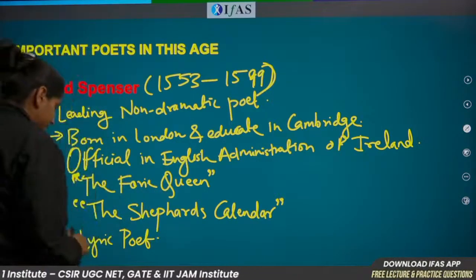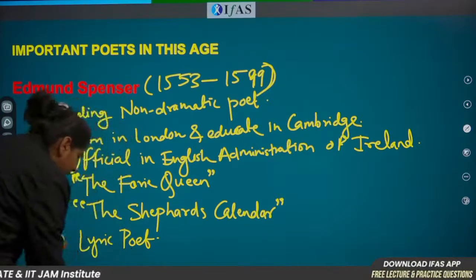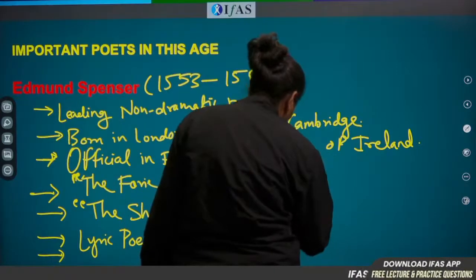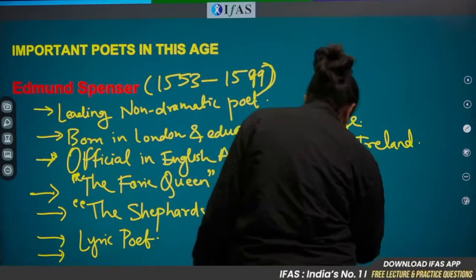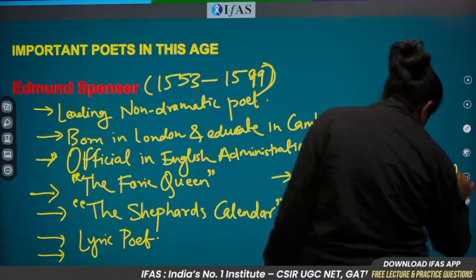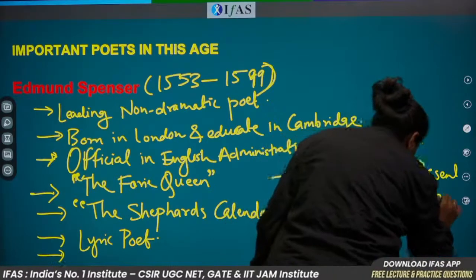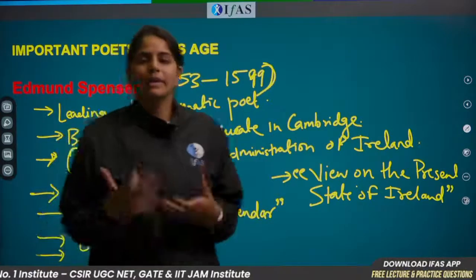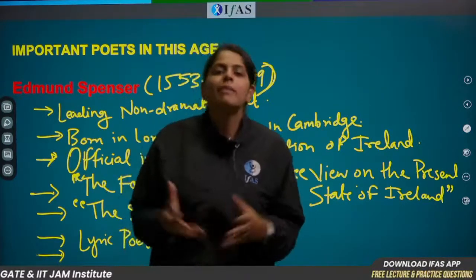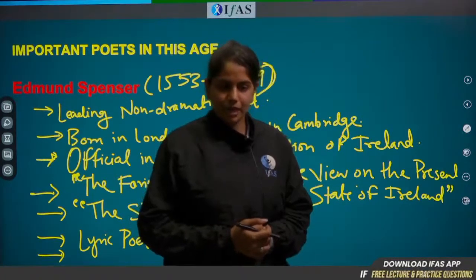Plus, his prose, A View of the Present State of Ireland, is all about treaties on the Anglo-Irish conflict. So I'll write it here. Another important work is A View on the Present State of Ireland. It basically talks about the treaties or the conflict which was going on between the Anglos and the Irish people. So he talks about that conflict in his prose on the view on the present state of Ireland. Clear? Okay, great.